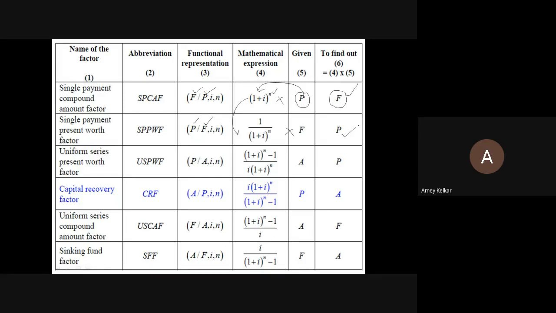Now, if I say that I have paid a deposit, which amount does it become? It becomes a present amount. They will not write the word present in the problem, so you have to understand whether the amount is present, whether it is future, or whether it is an annuity.